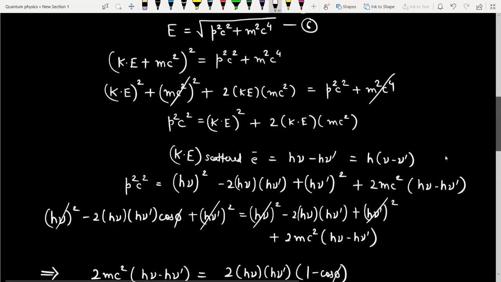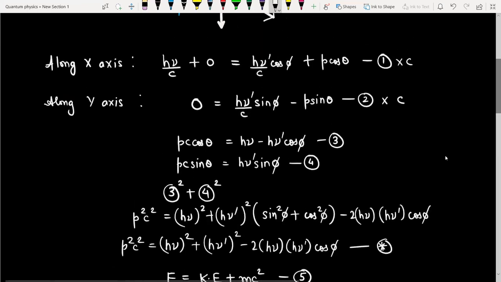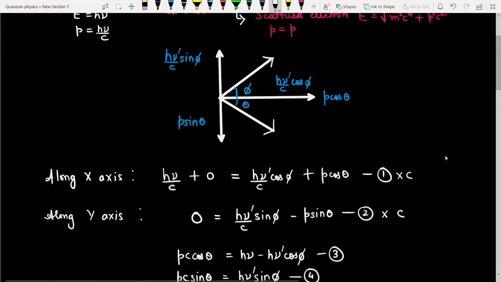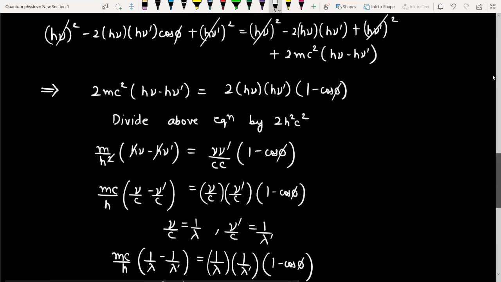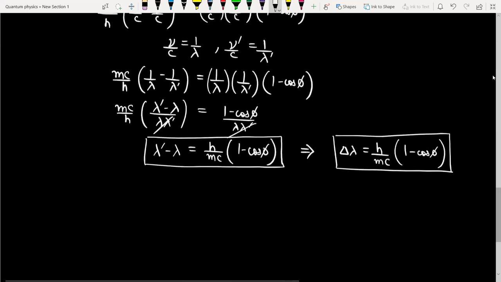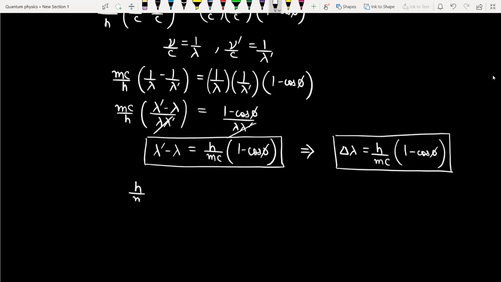This angle phi, if you look carefully, is the angle with which the photon gets scattered. So we have to remember this, that this phi is the angle with which the photon is scattered. And this h over mc is a constant. You know that h is a constant, m is the mass of the electron, which is a constant, and c is the speed of light. This h over mc, we call it the Compton wavelength.